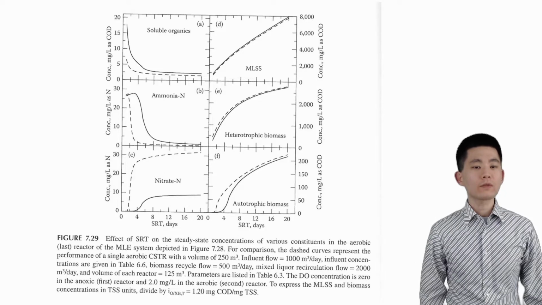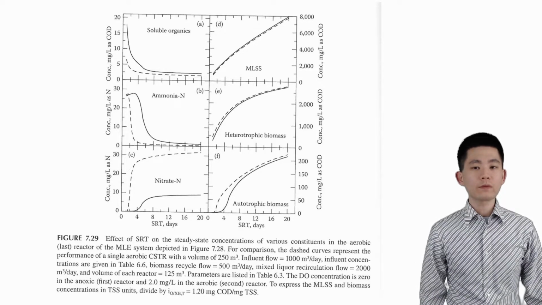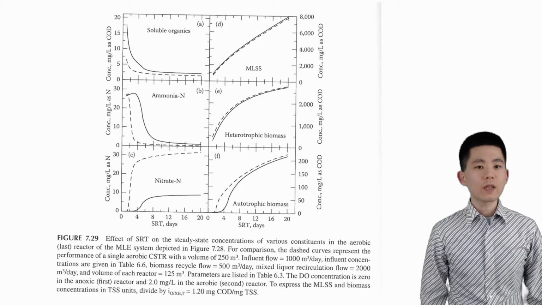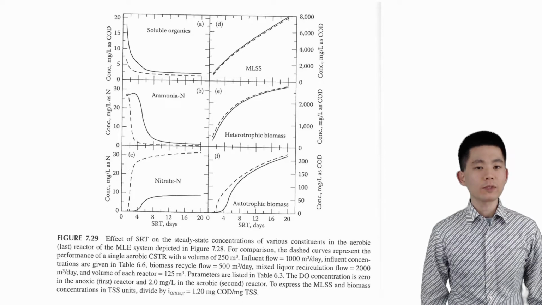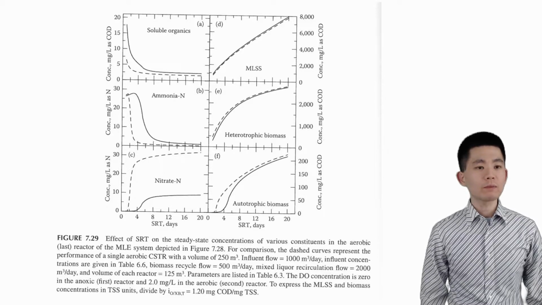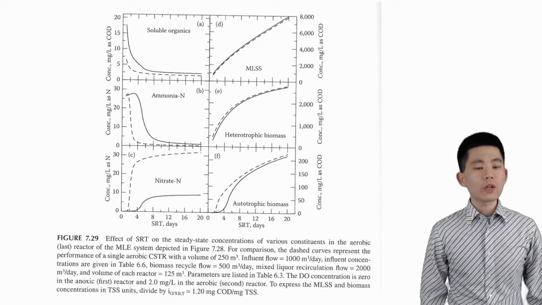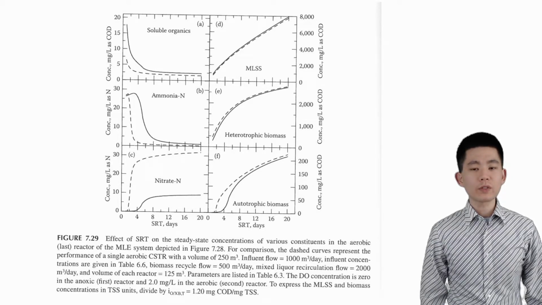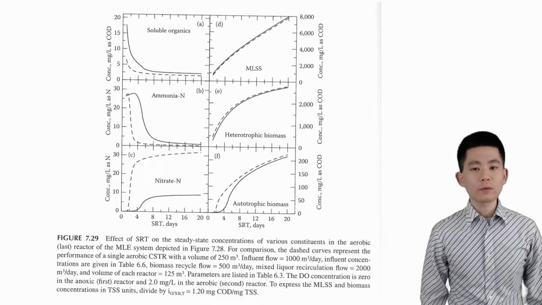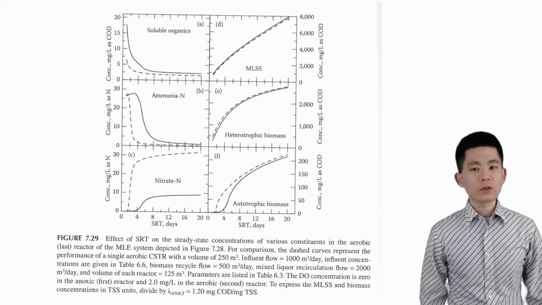Here we can compare the effect of SRT on the performance of the MLE system, represented by the solid line, with a single CSTR with the same volume and flow rate, represented by the dashed line. You can see the nitrate removal by the MLE system in panel C. As for the removal of soluble organics and ammonia in panels A and B, MLE generally needs a longer SRT compared to the single CSTR. This is because the aerobic zone for nitrification and heterotrophic growth is only half of the reaction volume, therefore shares half of the SRT.